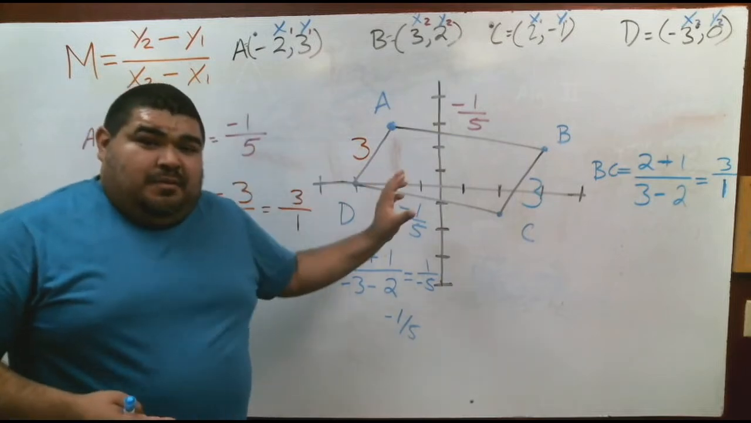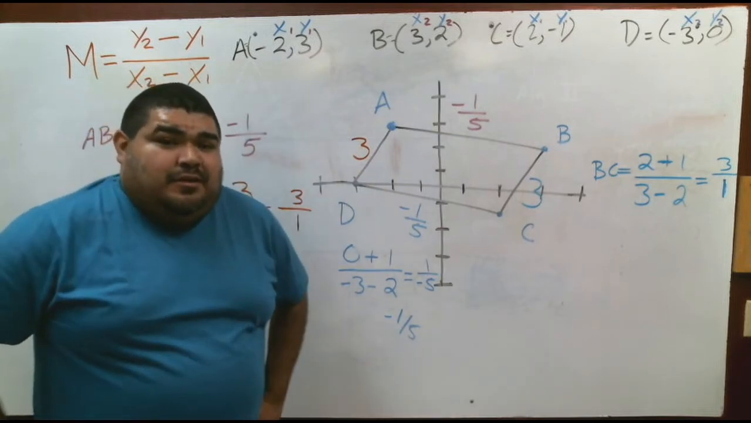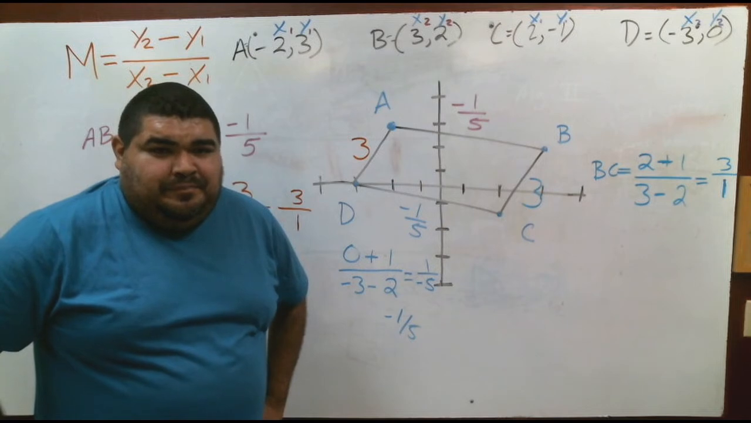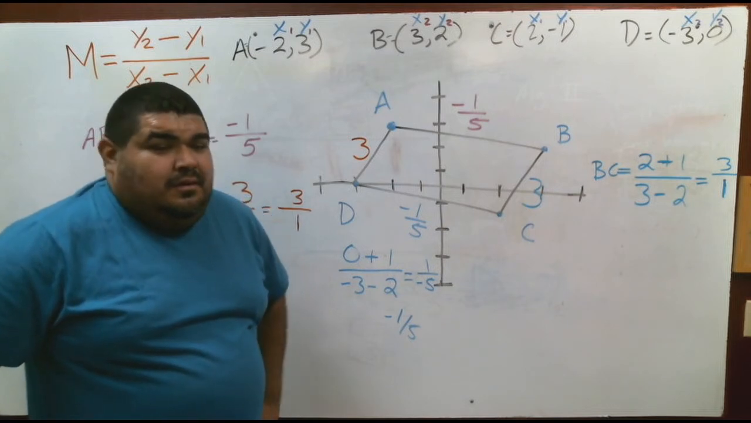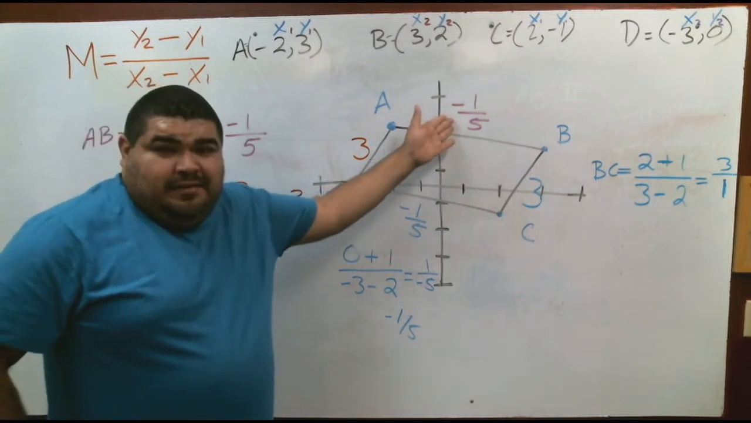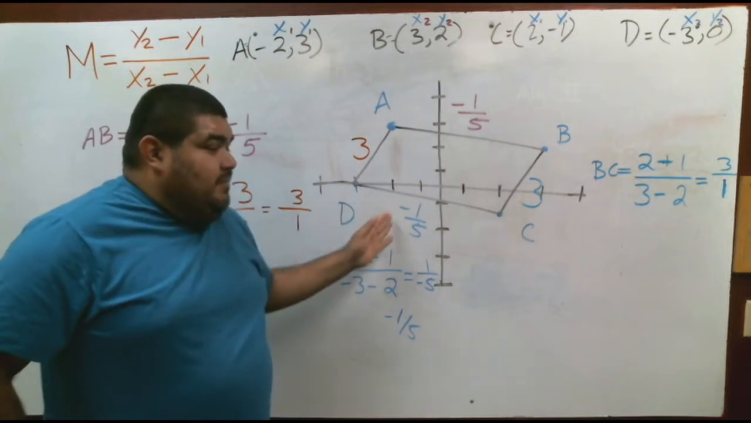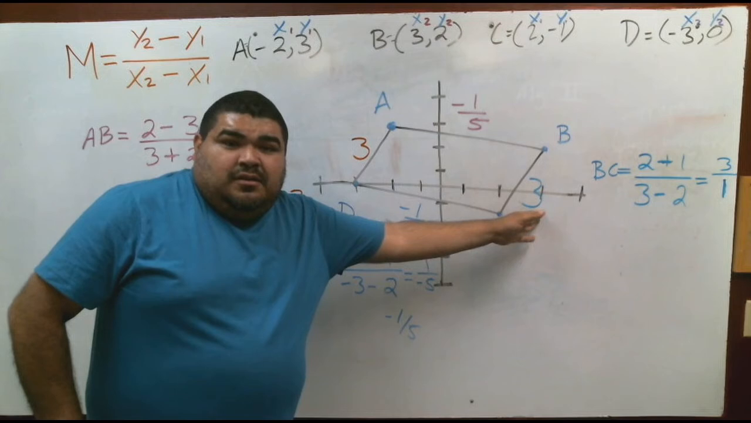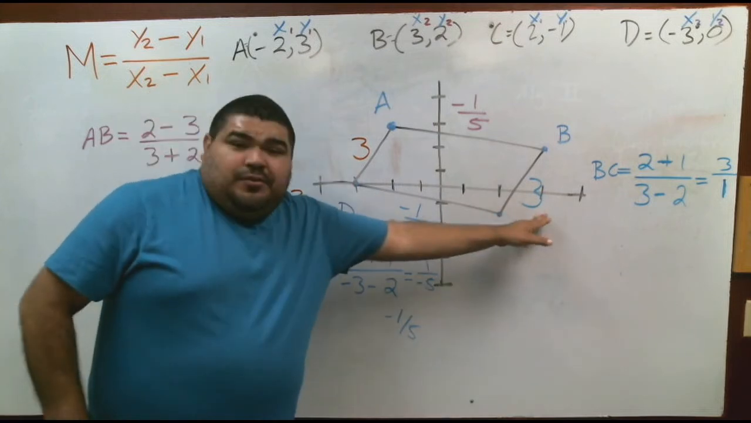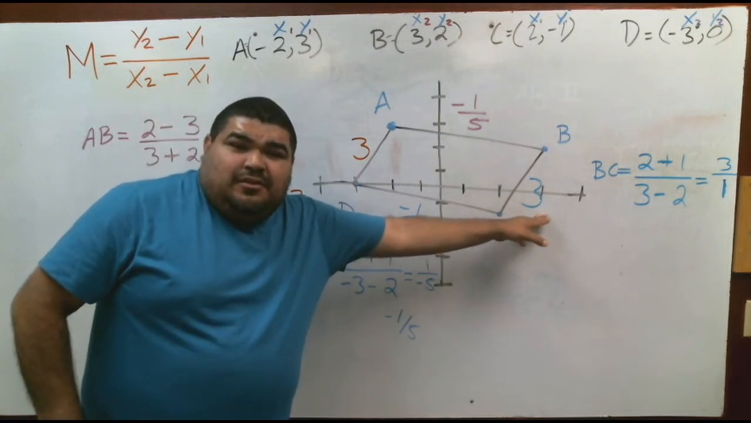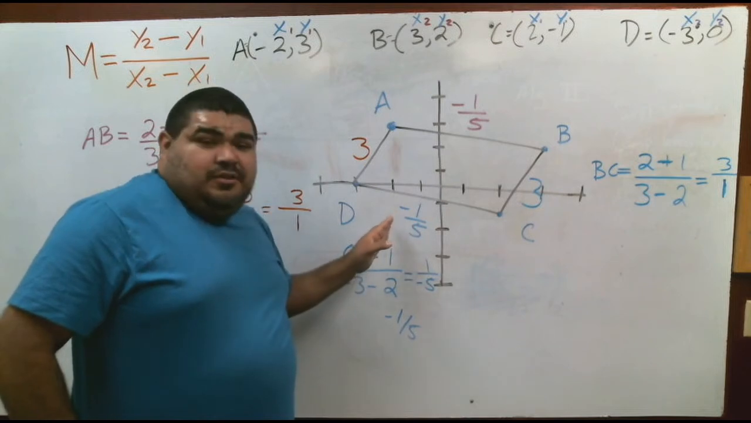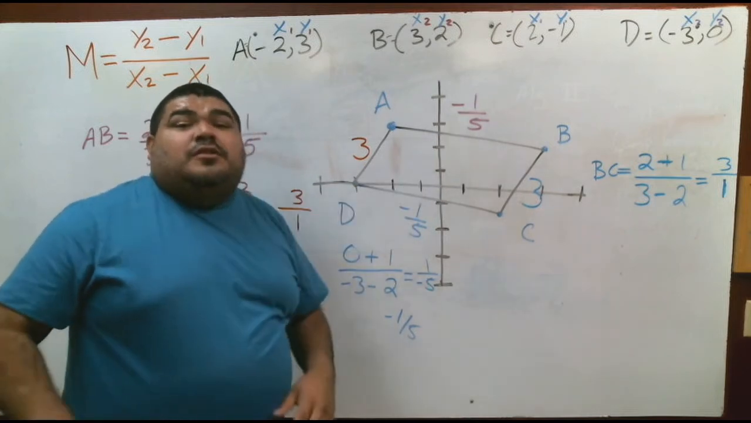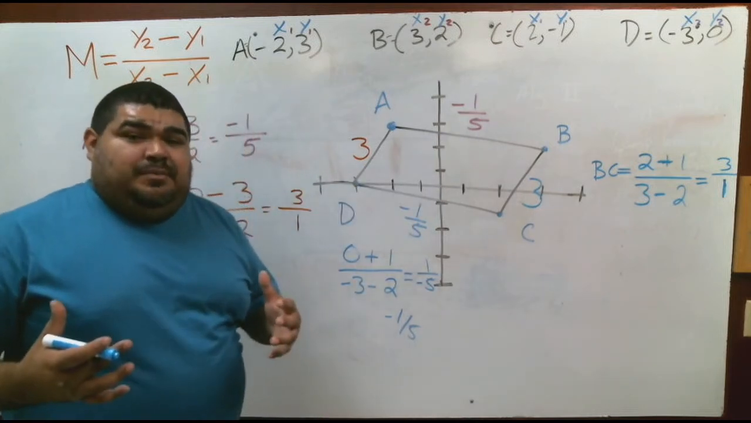So on this problem, was it a parallelogram? It was, right? Because they're both negative 1/5, both opposite sides. And then the opposite sides on the sides are 3. So the vertical sides are 3s and the horizontals are negative 1/5. So yes, this is a parallelogram.